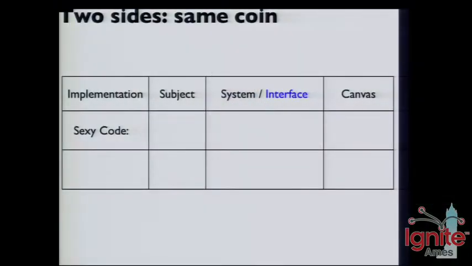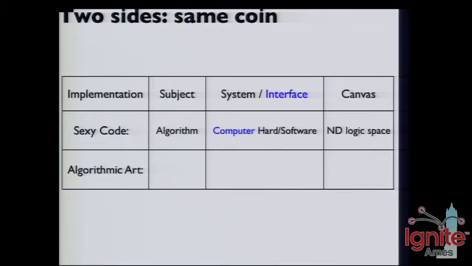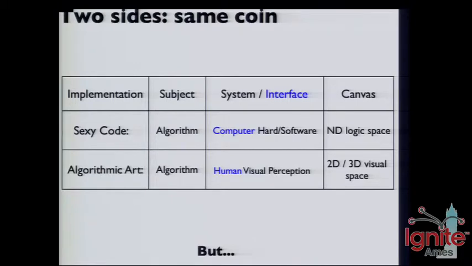They're the two sides of the same coin. If you look at the implementation, sexy code is subject to the algorithm. It works with the hardware and software. It's in logic space. Algorithmic art is the same algorithm. It's just working on the visual perceptions, and it's in the visual space. So they're really the same thing. They're just different interpretations of that.